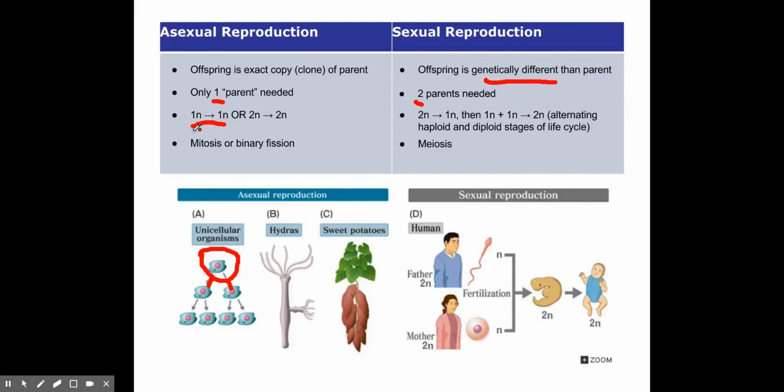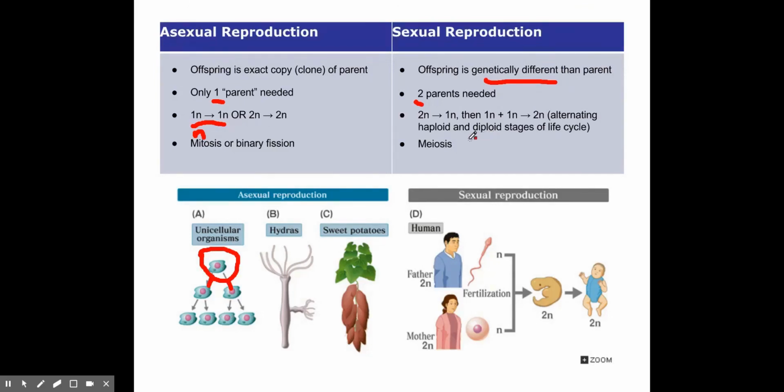You might see these abbreviations because in an asexually reproducing organism, it can actually start out as haploid. So make sure you know that when you see 1N or just N, it represents a haploid cell. If it's making a clone of itself, it will remain haploid. If it starts out diploid, it's going to remain diploid.